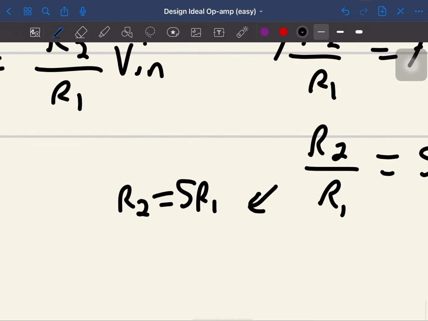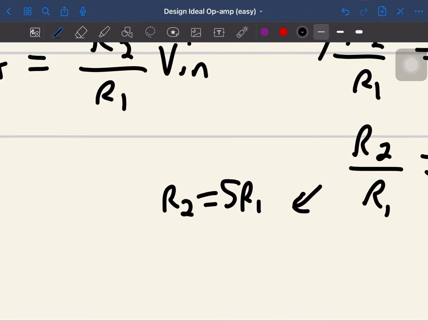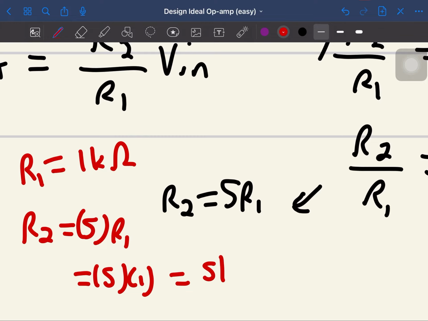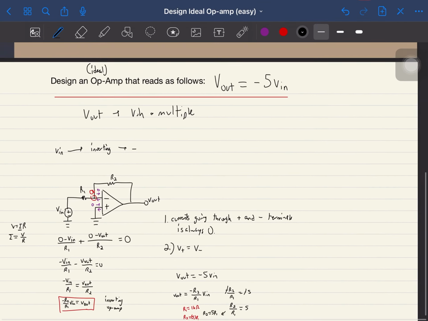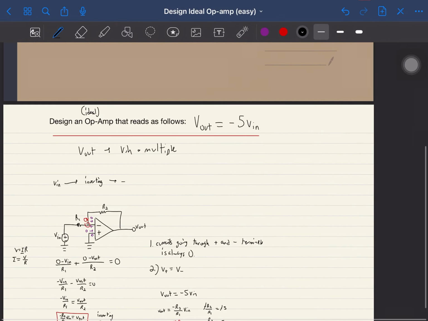Now we can make R1 anything we want right now. So let's just say R1 equals 1 kilo ohm. Well, by this equality, R2 is just 5 times R1, which equals 5 times 1, which is just 5 kilo ohms. So in this, we learned how to design an ideal op amp that reads V out equals negative 5 times V in.